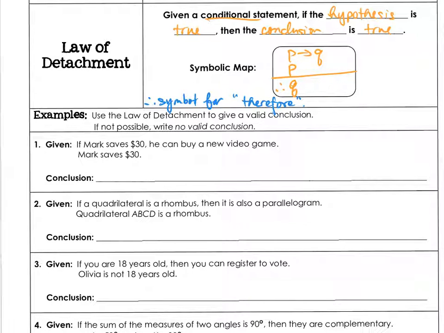Now let's look at some examples. Number 1. Given: if Mark saves $30, then he can buy a new video game. So if P, then Q. Those are my 2 statements, and that's my conditional statement with the if. Now Mark saves $30, so my hypothesis is true. Then my conclusion is simply the second half, the Q: Mark can buy a new video game.